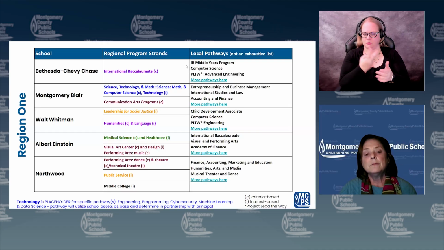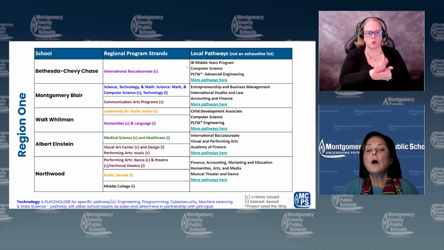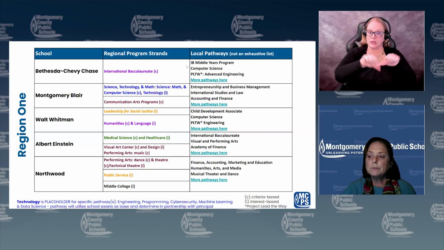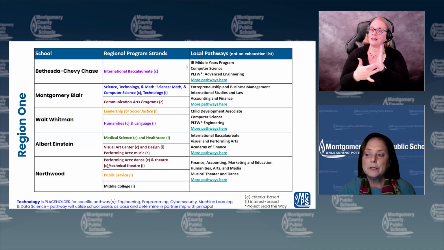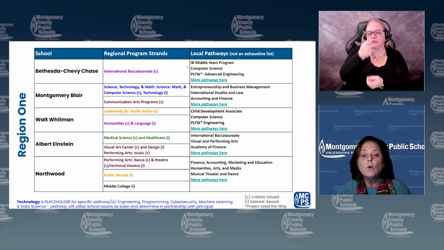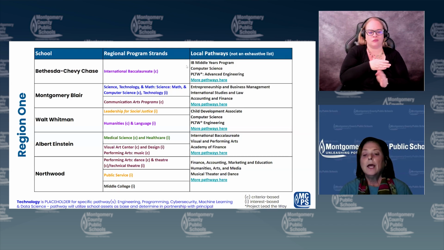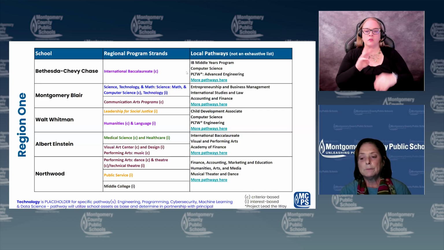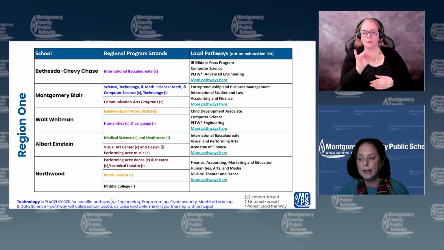currently hosts the Science, Math, Computer Science program, criteria-based, and technology will also be infused, which would be interest-based, and the Communications Arts program, also a criteria-based program. Walt Whitman will offer the Leadership for Social Justice and the Humanities and Language programs. Einstein will be hosting medical science and healthcare pathways.